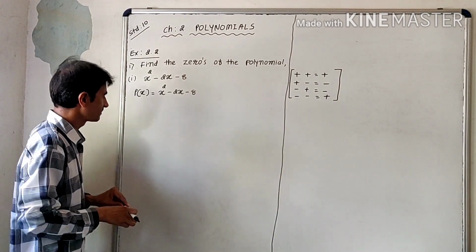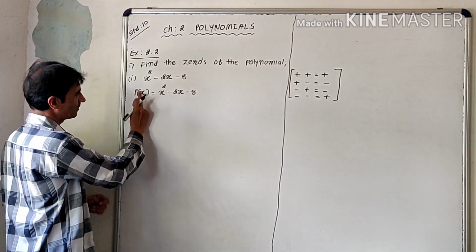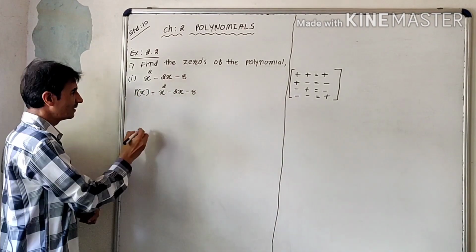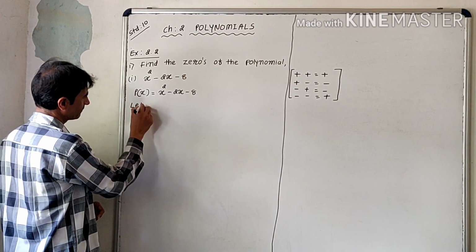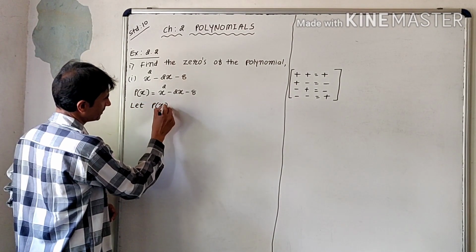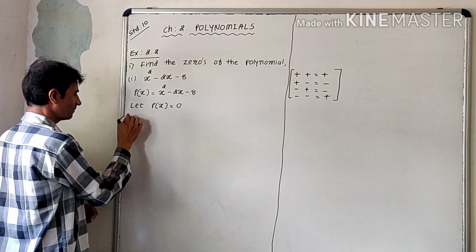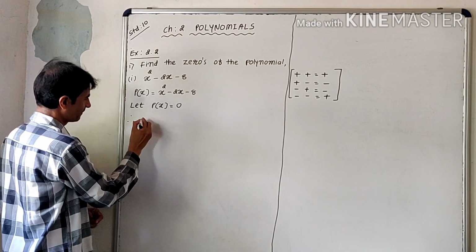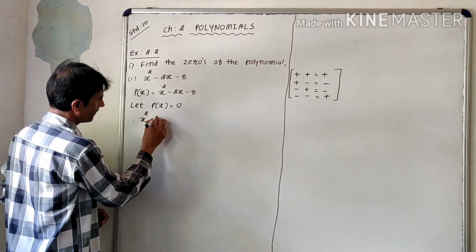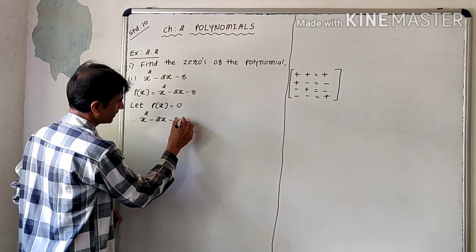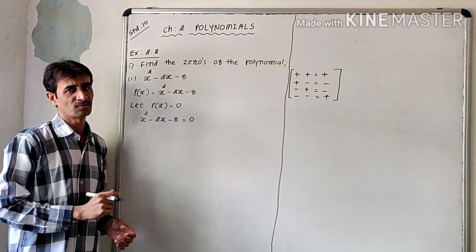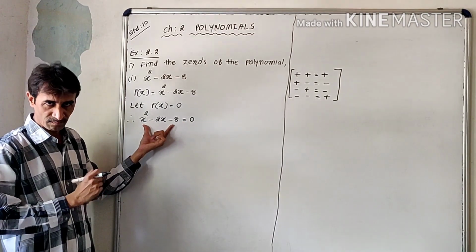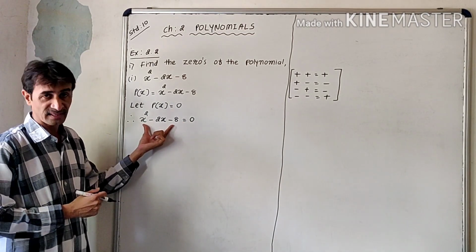Let me start the sum. First of all, assume that p of x is equal to x square minus 2x minus 8. Second step, let p of x be equal to 0. Therefore, instead of p of x, I write x square minus 2x minus 8 is equal to 0. Now forget about this for some time; this is one of the sums, and I want to factorize this one.